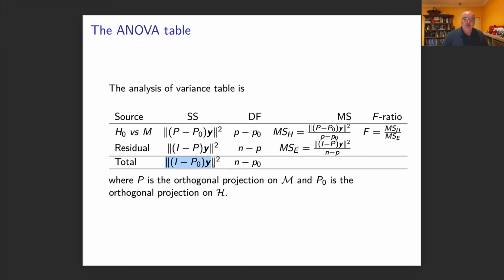We get our total sum of squares, which is basically our data minus the smallest model we've got. You should find that this sum of squares plus this sum of squares equals this sum of squares. This degrees of freedom plus this degrees of freedom gives this degrees of freedom. If I take my sum of squares and divide it by the degrees of freedom, we get the mean sum of squares. This is under the null space, this is under the full space, and here's our F ratio. Basically our P is an orthogonal projection onto M, and our P0 is the equivalent orthogonal projection onto our null, or smaller model, H.